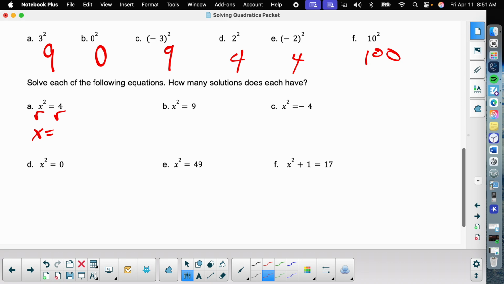The hardest thing for you to remember to do is to write plus or minus with the answers. It's super easy to forget. When we do the square root of a squared, it's plus or minus 2. If you forget that on a test or something, I'm not gonna take a lot off. It'll be a little bit wrong, but it's easy to forget plus minus.